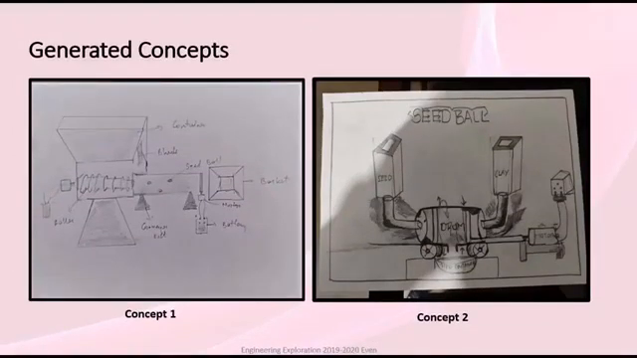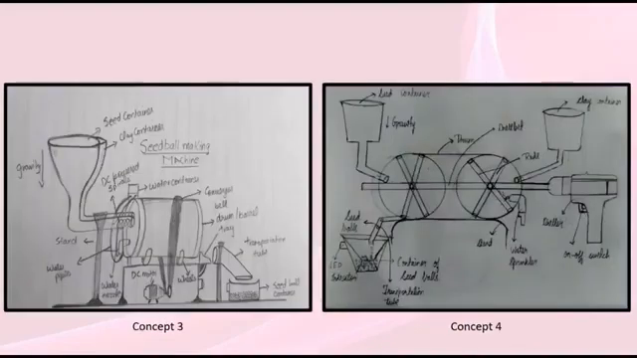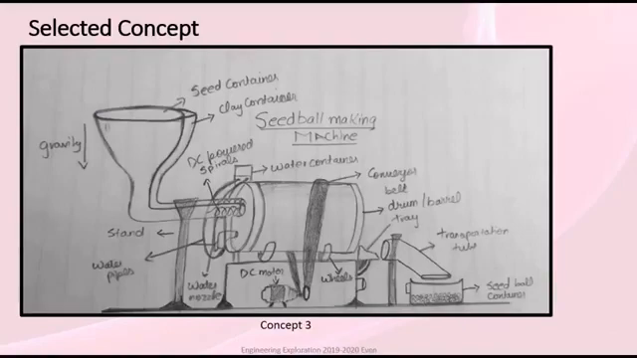So these are the conceptual designs generated by our team, where the first concept is by Darshan, the second by Kaushik, the third by Adityan, and the fourth by Chakit. And out of these four conceptual designs, the third concept was decided and chosen by our team for our project, which was done by Adityan Matthew Mehta.